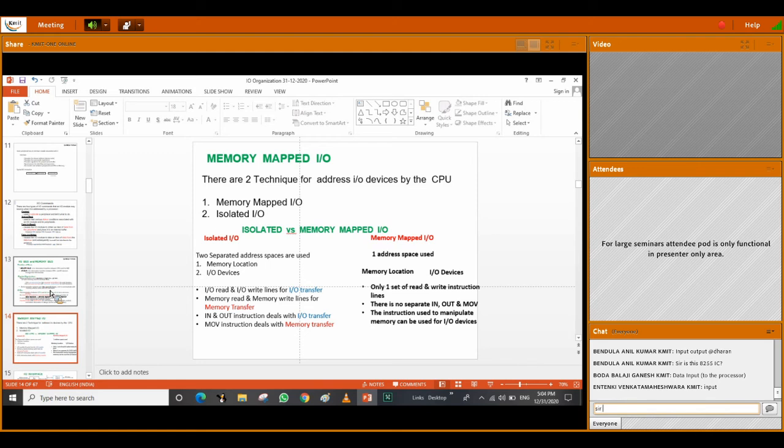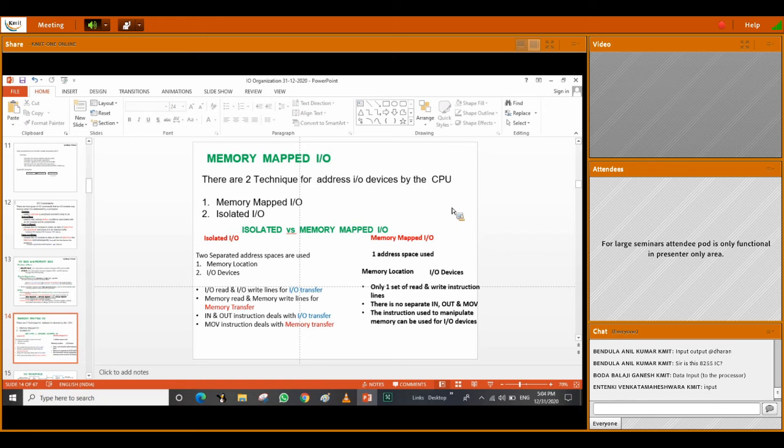What is memory mapped IO? There are two techniques we use to address IO devices: memory mapped IO and isolated IO. What are isolated and memory mapped? In isolated IO, two separate address spaces are used, that is, for memory locations and IO devices. Here in memory mapped IO, only one address space is used.